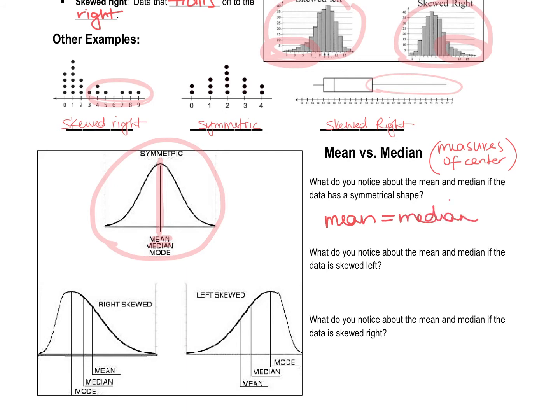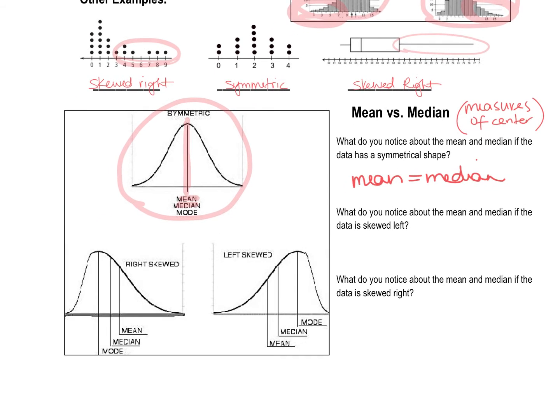Okay, now let's look at skewed left. What do you notice about the mean and median if the data is skewed left? So we're looking at this one right here. Here's our center right here, and we're going to compare the mean and the median, and it looks like the mean is less than. So whatever value the average is, the mean, it'll be less than the median. So let's write that in. The mean will be smaller or less than the median.